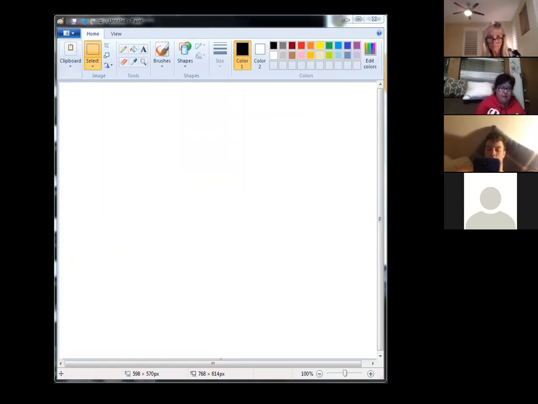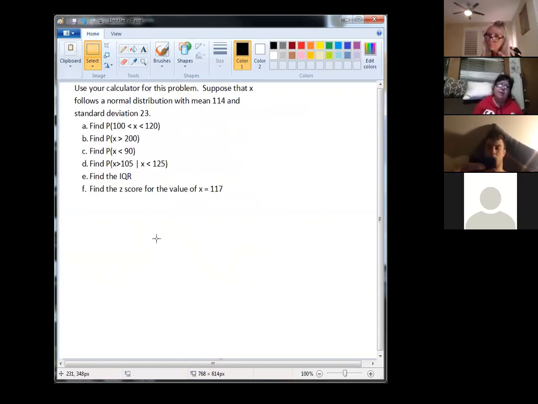All right, so now let's do another example. And I'm going to do some of these. I have a whole bunch ready just in case, but I don't need to do them all. Okay, so now let's use your calculator. Suppose that X follows a normal distribution with mean 114 and standard deviation 23. Okay, let's do the first one. Find the probability that X is between 100 and 120.